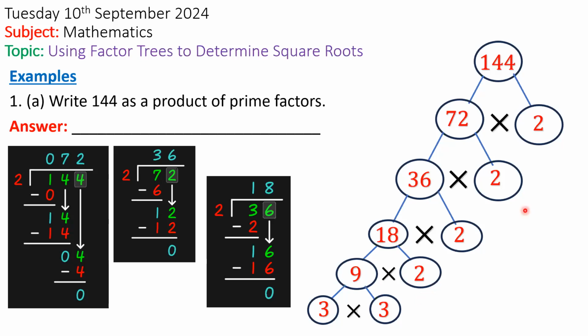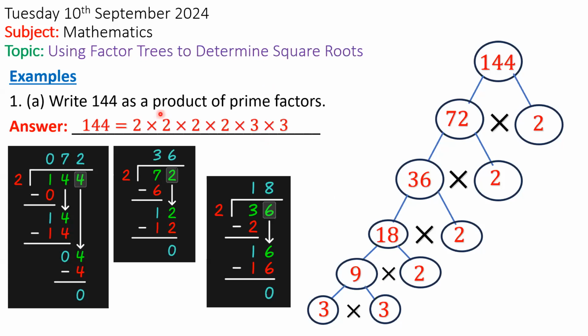And so to write down the product of primes, we're going to write what? 2. How many 2's do we have? 1, 2, 3, 4. We have 4 2's. How many 3's do we have? 2 3's. And so we have what? 2 times 2 times 2 times 2 times 3 times 3, sir.